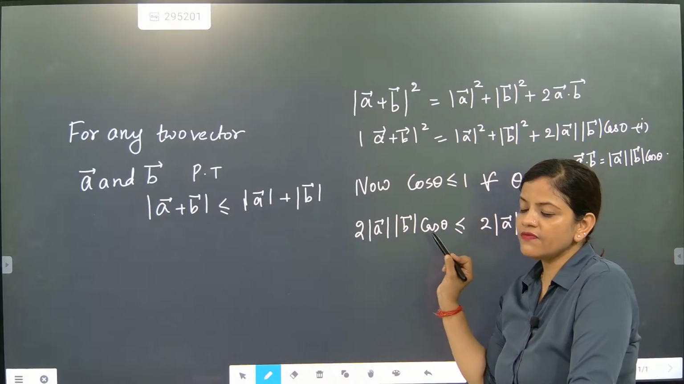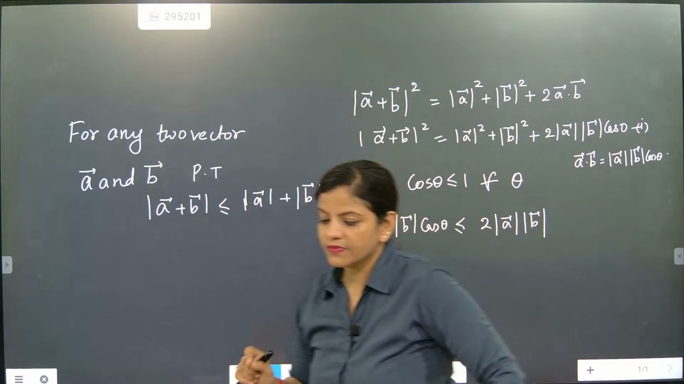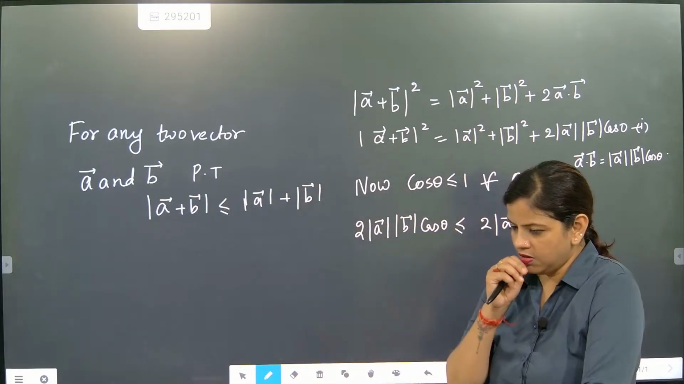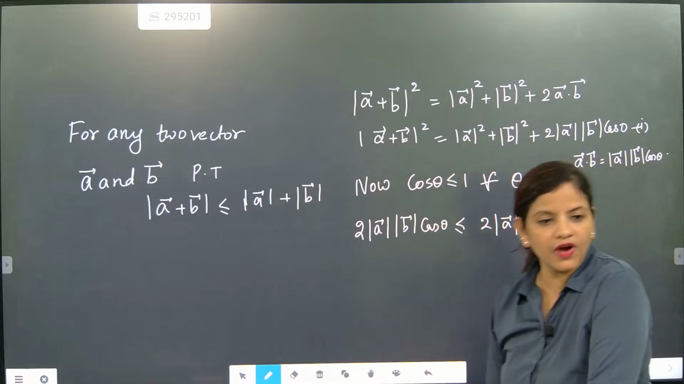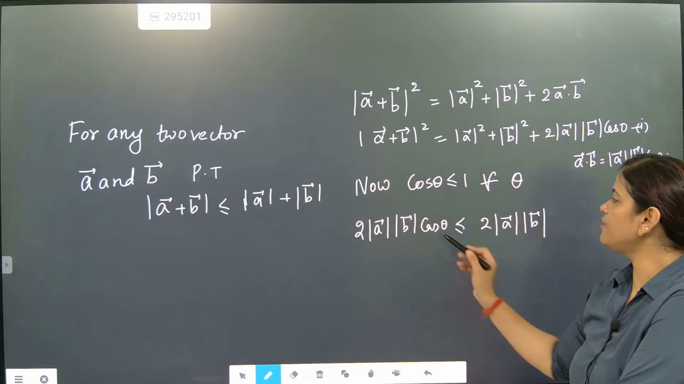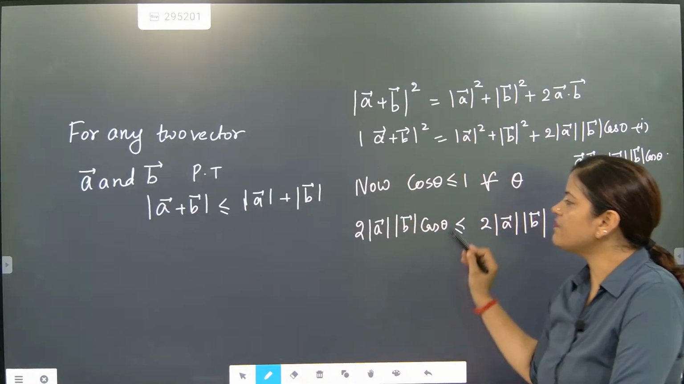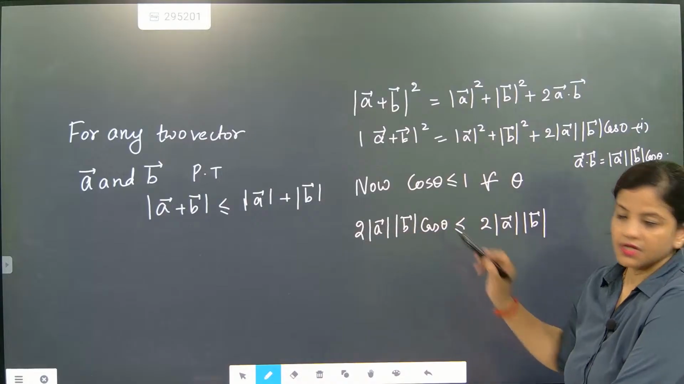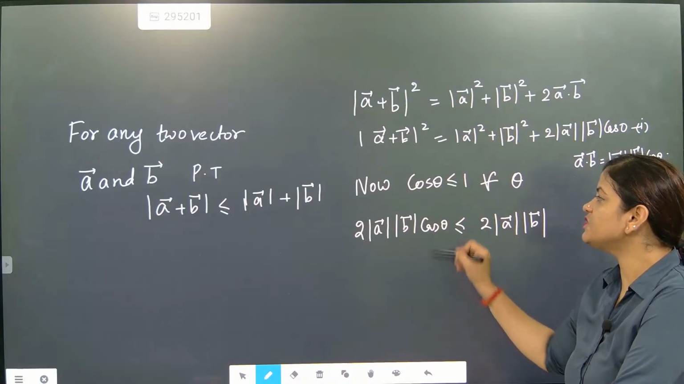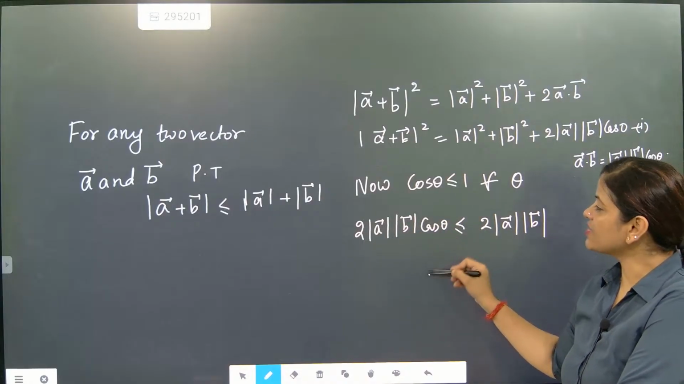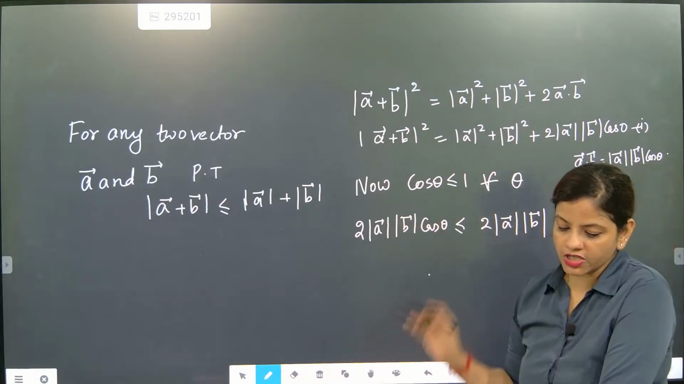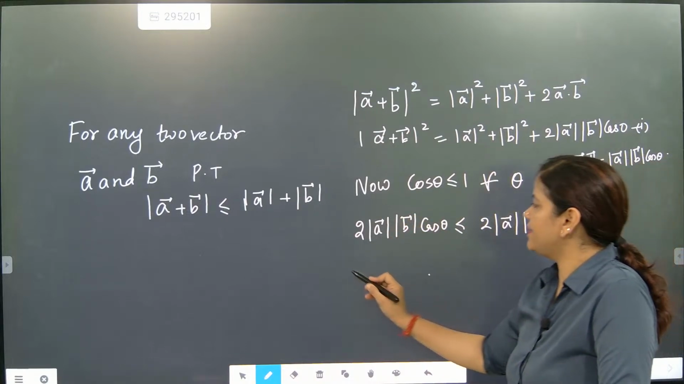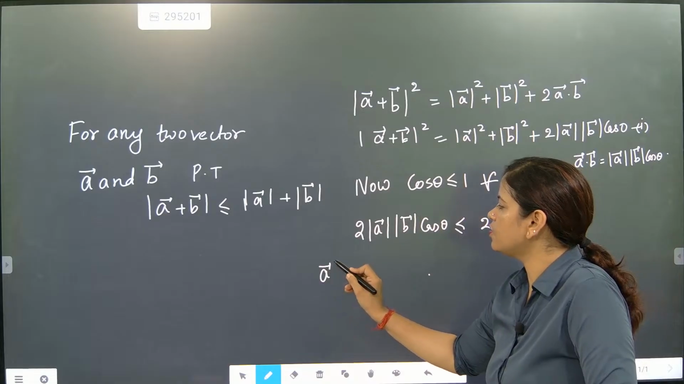So if cos theta can be maximum 1 or less than 1, if it is less than 1 it means the entire value will become less, because this part will become a fraction. If a fraction is coming, it will reduce the value, so it will become less than the modulus part. Correct? Now we will add modulus on both sides.